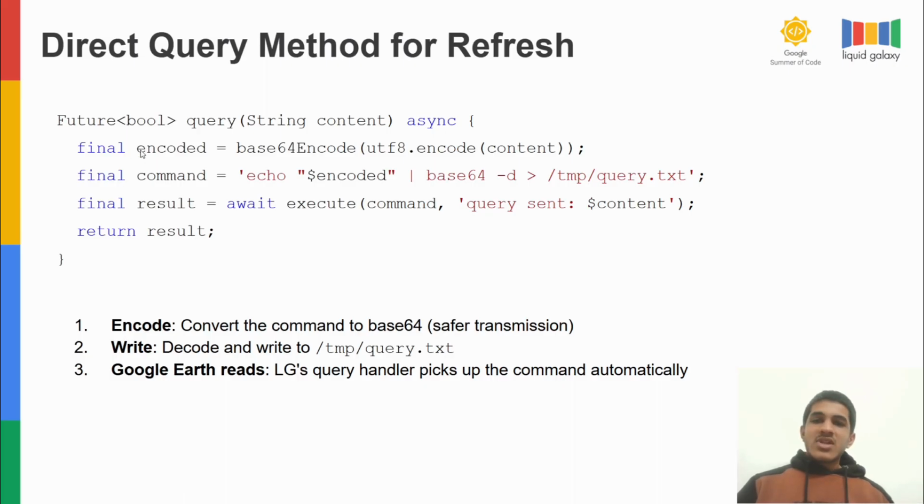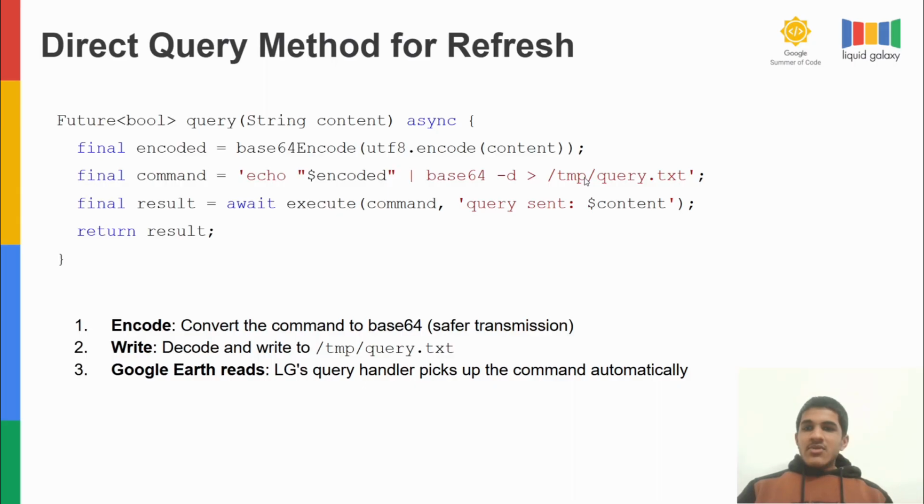So in this query method, we actually give a content, a string, to this function. The string can be a KML file. So what happens? We first encode this string, the KML file, with a base 64 encoding, and after that we echo that encoded string into the queried.txt of the temp folder in our master rig.